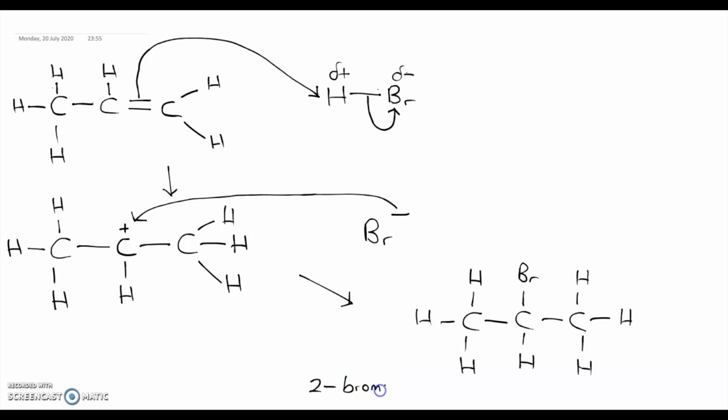And this is more stable than the primary carbocation or carbonium ion that would give me 1-bromopropane as a product. So that's the reason I get 2-bromopropane, is because the intermediate that's formed in the mechanism is more stable than the intermediate that would give me 1-bromopropane.